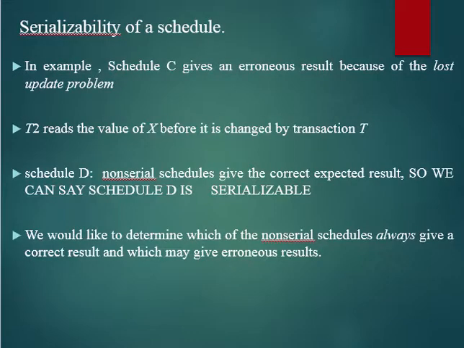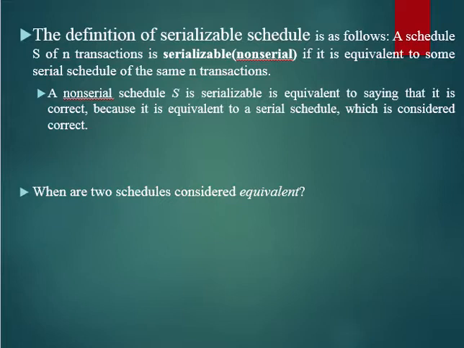So we would like to determine which of the non-serial schedules always give a correct result and which may give an erroneous result. This is the definition of a serializable schedule. A schedule S of n transactions is said to be serializable if, although it is in a non-serial manner, it can be matched to a particular serial schedule, that is, it is equivalent to some serial schedule of the same transactions.